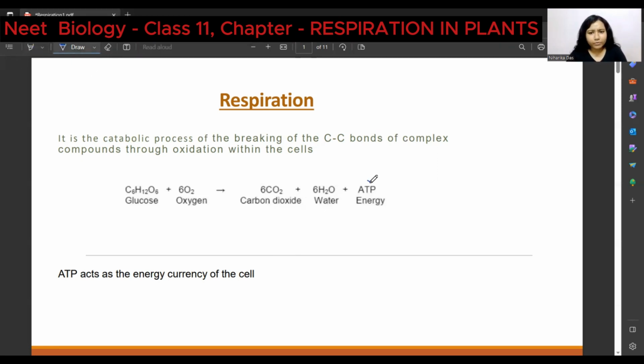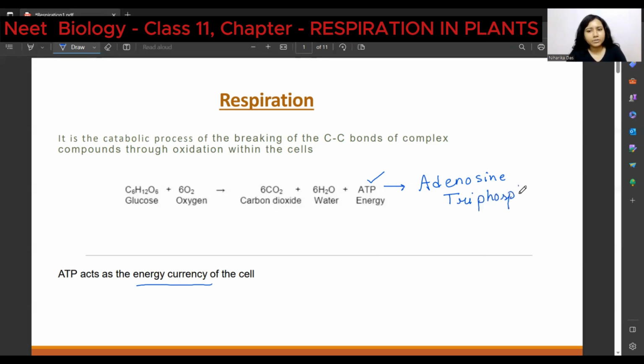But all of you can see here, ATP is written. What is it? It is basically the energy currency of the cell. But what does it mean? ATP means adenosine triphosphate. The full form all of you can write as well.